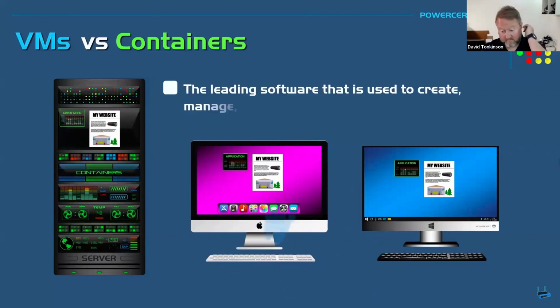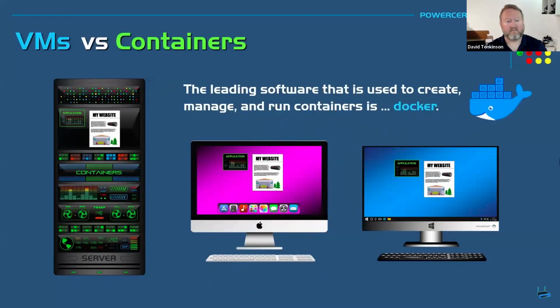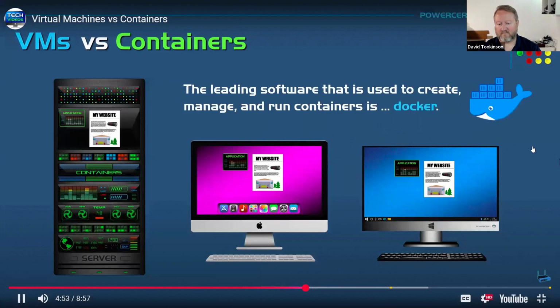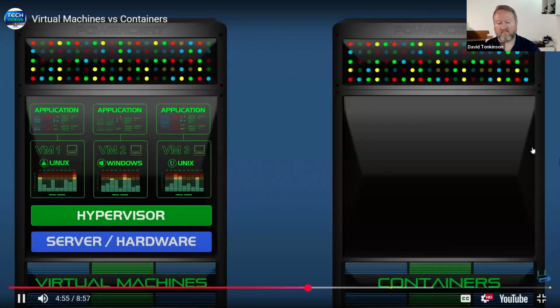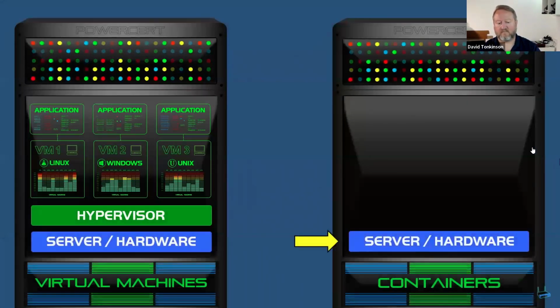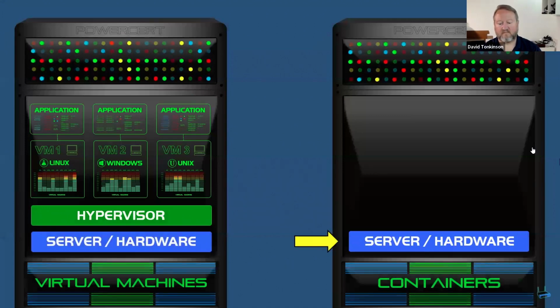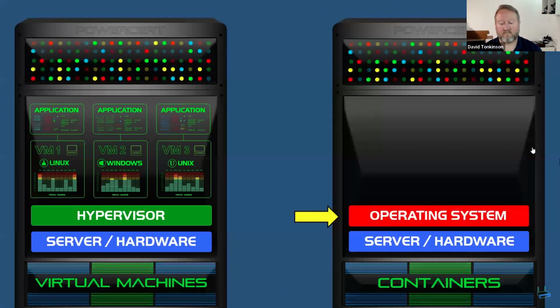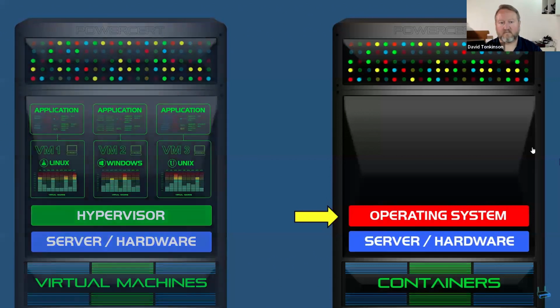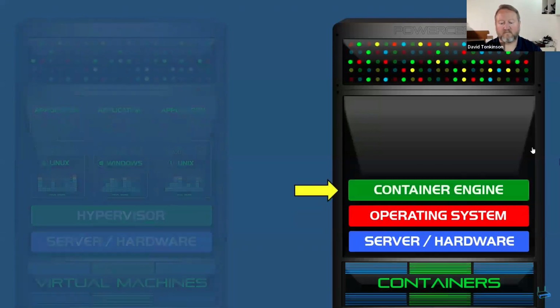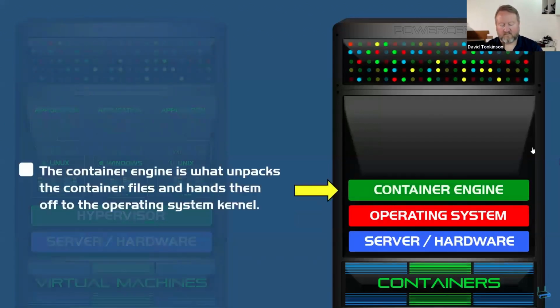And the leading software that is used to create, manage, and run containers is Docker. Docker can run on Linux and Windows machines. So just like VMs, to create containers, you start off with hardware such as a server. And then on top of the hardware is an operating system such as Linux. Now, instead of a hypervisor, containers will use a container engine. A container engine is what unpacks the container files and then hands them off to the core of the operating system, which is the kernel.